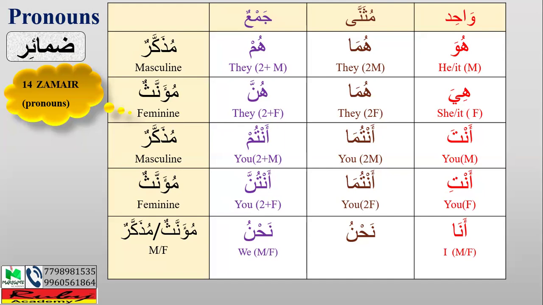That means you take more than one finger and point out nahnu, because nahnu is used for both musanna and jama. So this is the practice for understanding without meaning. But first of all, at the initial stage, you learn this table.